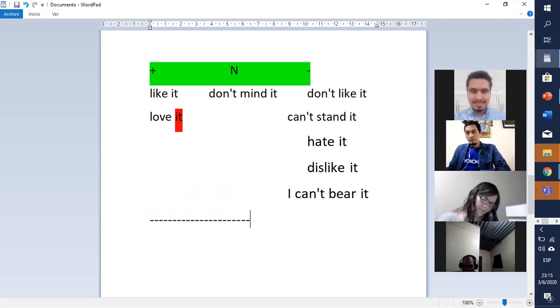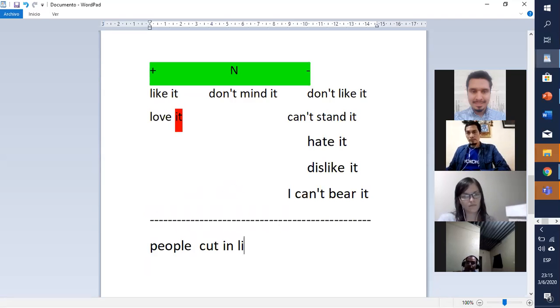Great. Very good. Now let's make some examples before we practice in small groups. For example, we're going to say people cut in line. So imagine you're making a long line to enter the supermarket these days, right? And somebody is like, hey, hi, how are you? And they try to cut in line. You know that, right? So they skip all that line. They cut in the line. How do you react to that?